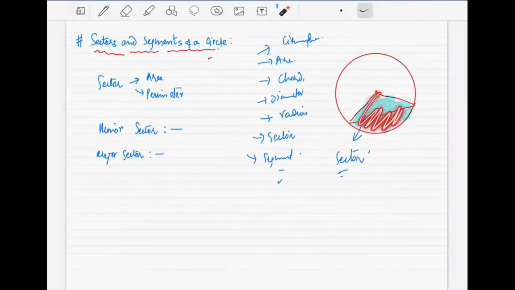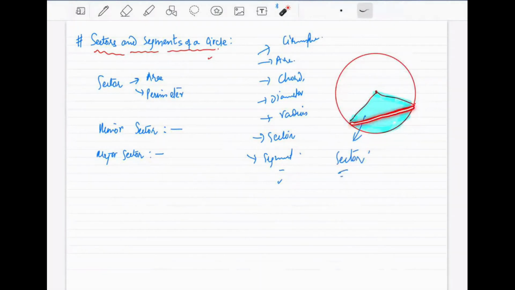Sector is this whole part. The part that is enclosed by two radius is called the sector. The one that I'm shading in blue, this part is the sector. What about the segment? Segment is this part right here. This part right here is called a segment.